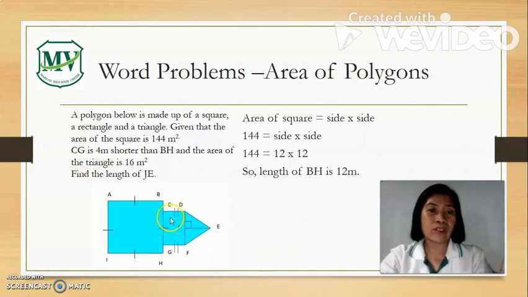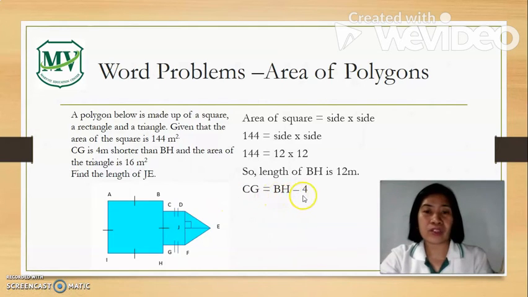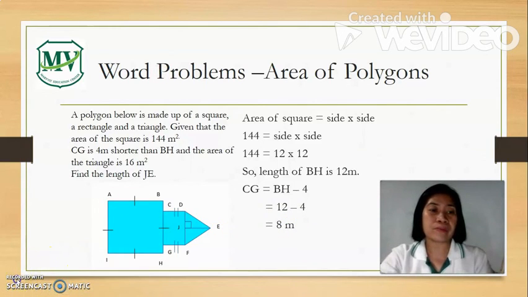Next, we are going to find the length of side CG. Side CG is 4 meters shorter than side BH. So side CG equals side BH minus 4. Side BH is 12 meters, so 12 minus 4 equals 8 meters. So side CG is 8 meters.